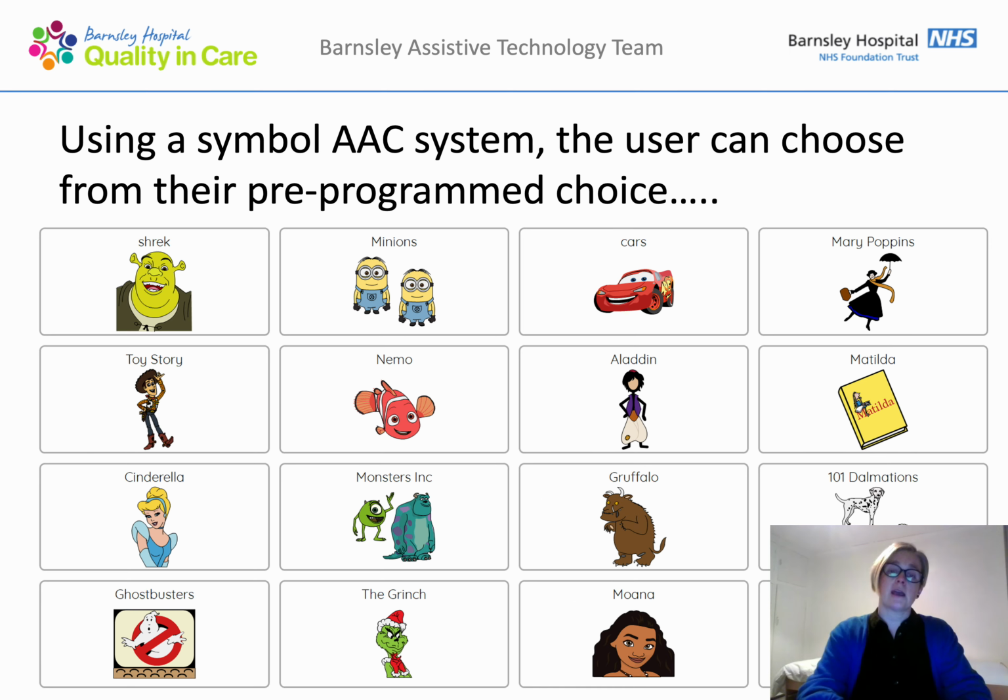They may have a page like this where somebody who knows them well has pre-programmed all their favourite films. This is great if the film is there. However, if they suddenly want to talk about a different film that hasn't been pre-programmed, or maybe they want to talk about a film that they hate or their brother's favourite film, then that might not be on there. And in these cases, they may need to give clues.